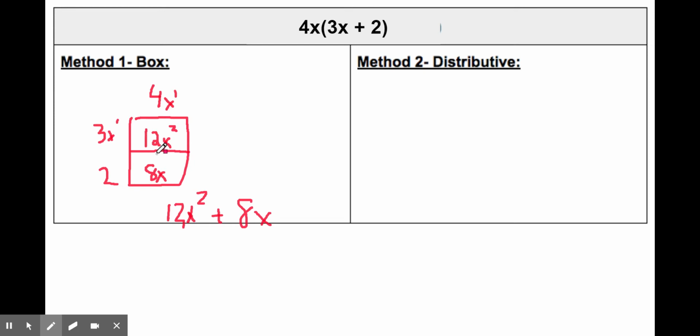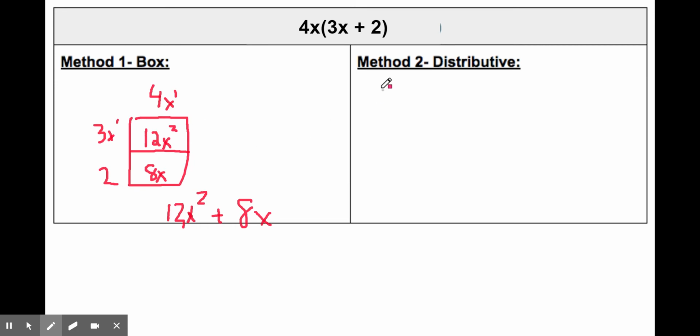And it's just nice because it provides you a visual so you can kind of see, and it's not as complicated. And when we get into a binomial times a binomial or a binomial times a trinomial, and you have a lot of different terms, I think the box method will be good for a nice visual.